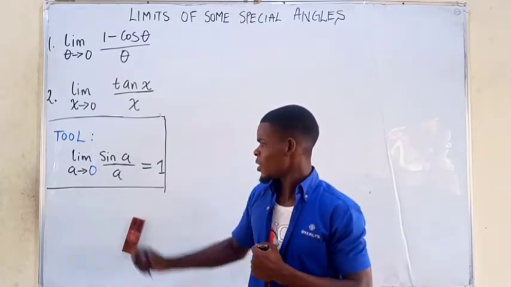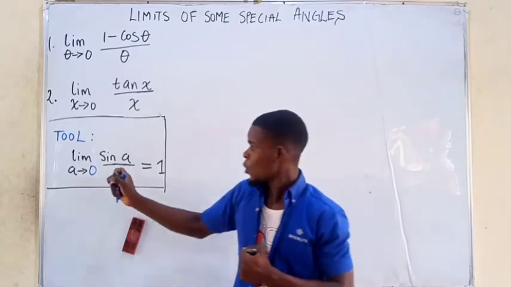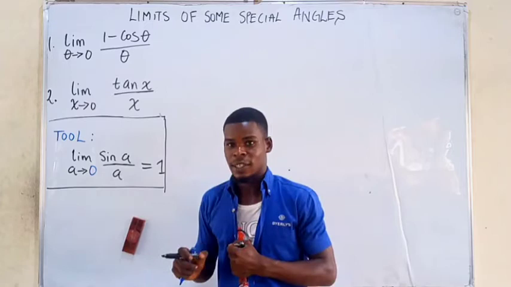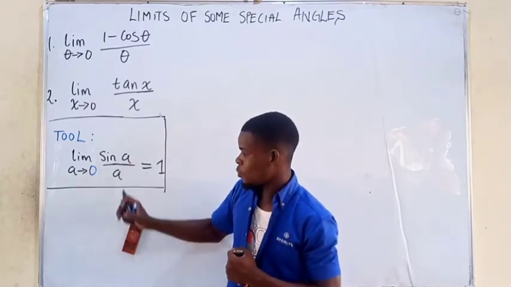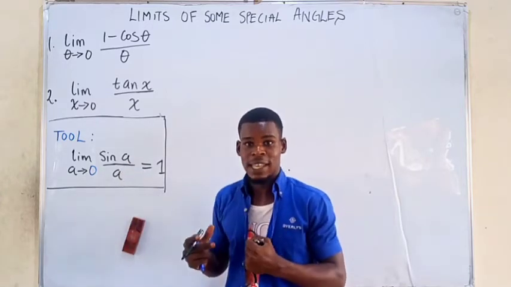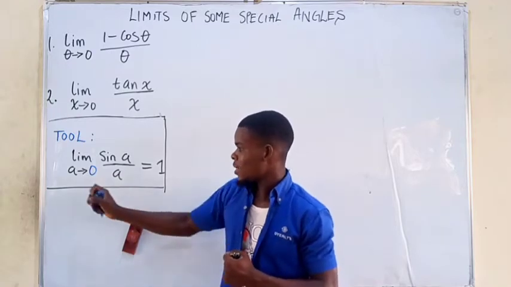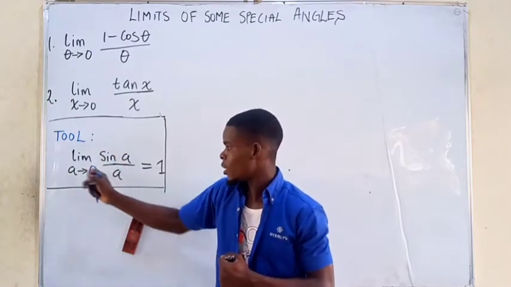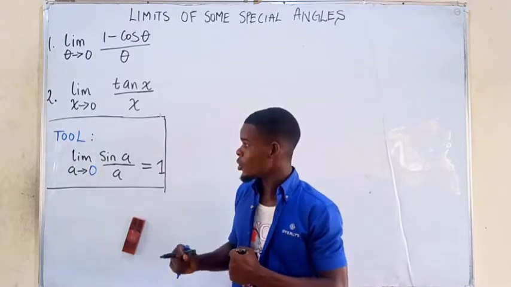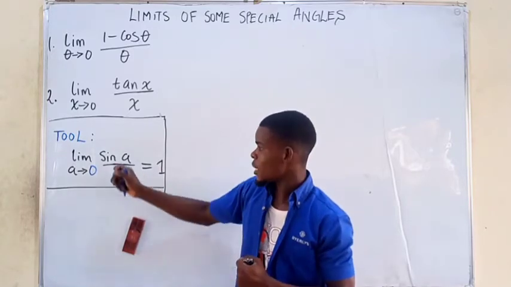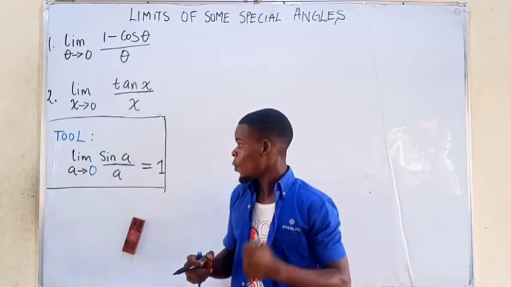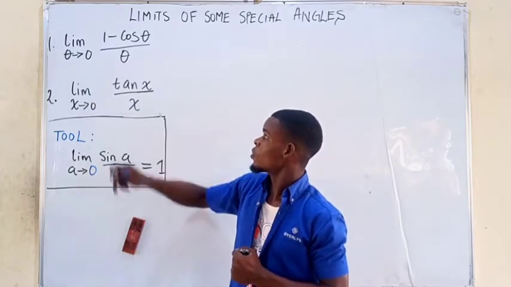So what this notation tells us is that whenever we have sine of some angle divided by something, and you observe that the angle and what we have in the denominator are the same, then as the denominator tends to 0, the result of this limit is going to be equal to 1. That's what we're going to make use of. Whenever we see sine of something divided by that same thing, the result is just 1. Great. So let's look at the first question.